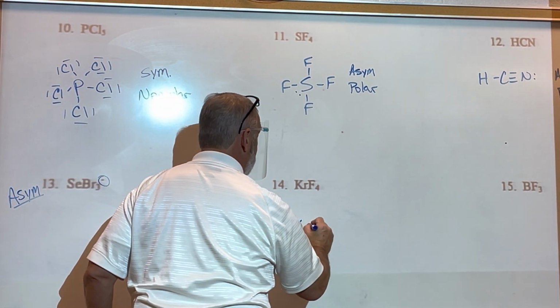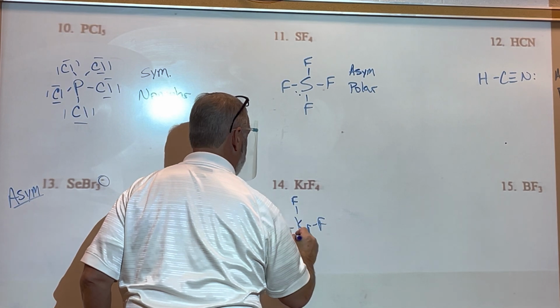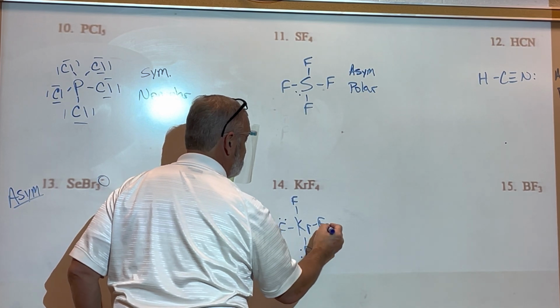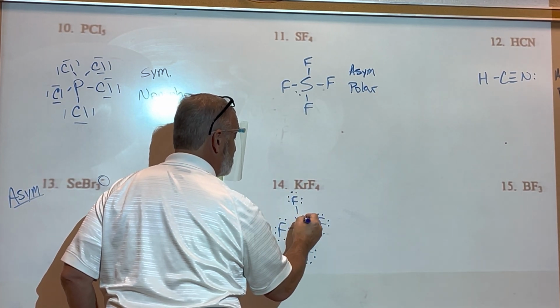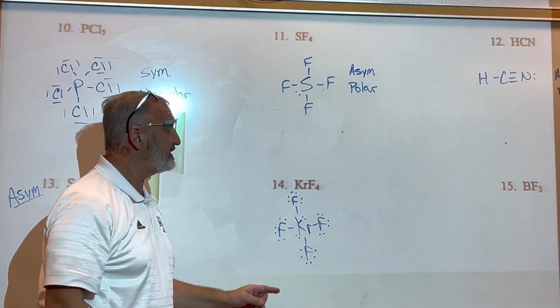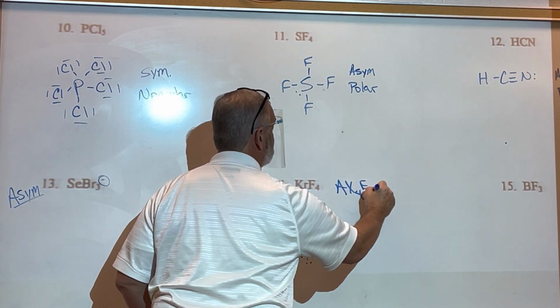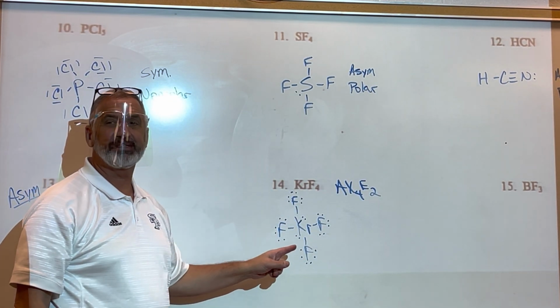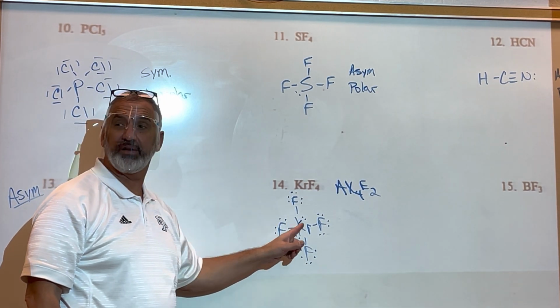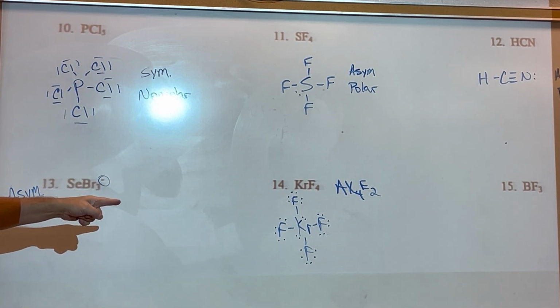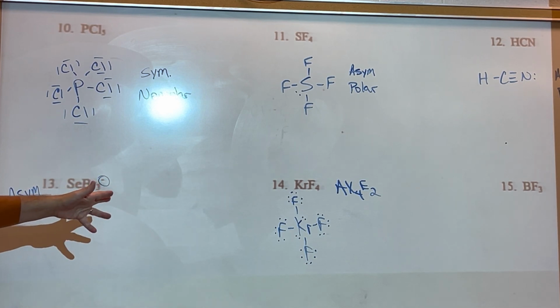Now krypton tetrafluoride, KrF4. When you do all this and count all your electrons, you're going to have 2 pair on the central atom. This is AX4E2. Symmetrical or asymmetrical? Symmetrical. This is an exception. This is a symmetrical molecule, even though there are lone pair on it. That's why we can't say it's asymmetrical just because it has lone pair. It's the shape that makes it asymmetrical. But most shapes, except for the AX2E3 and the AX4E2, are going to be asymmetrical.